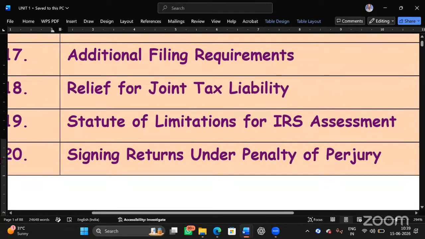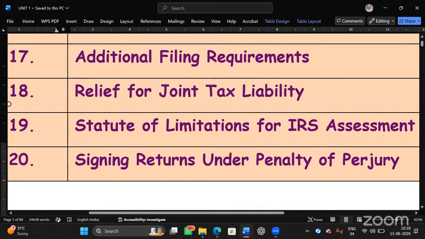Subtopic 19, statute of limitation. I already explained in the previous class. Even though we are filing the tax return in the current year, the department has the right to call for information subsequently. How many years does the department have the right to demand that additional information? Whether 3 years or 6 years or an infinite number of years, that limit will be decided by another act, not by the Income Tax Act. That act's provisions are to be covered here in topic number 19.